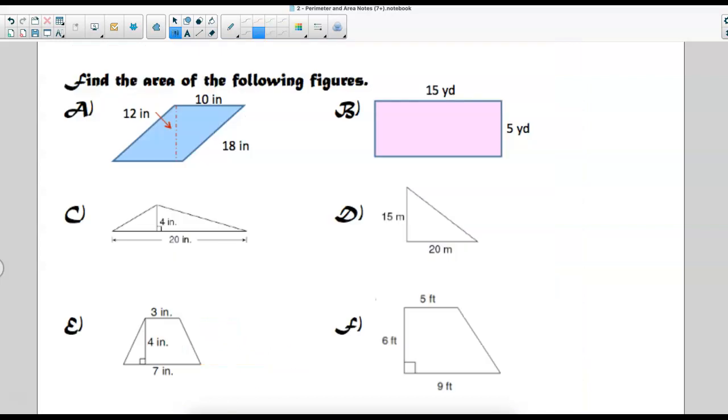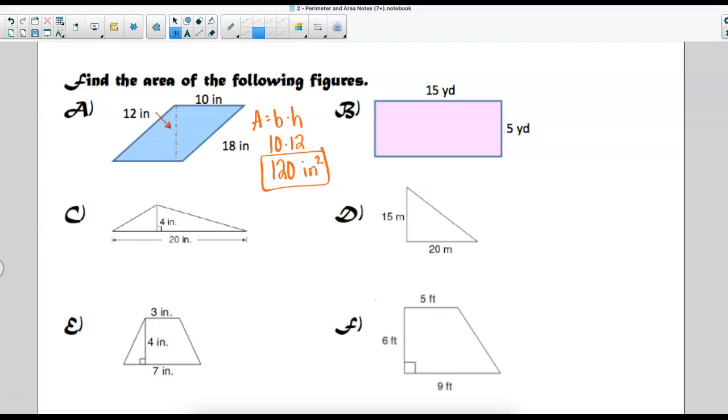Okay, look at letter A. What shape is that? That should always be the first question you ask yourself. What shape is that figure, Ellie? Parallelogram. So since it's a parallelogram, we have to make sure we're using the right formula, and that is base times height. Okay, I'm gonna write the formula down, because then I know I'm doing the right thing. What's the base and the height of that parallelogram? Mason. The height is 12 inches and the base is 10. So the base is 10 times 12, 120, and I would label it inches squared. There's my answer.